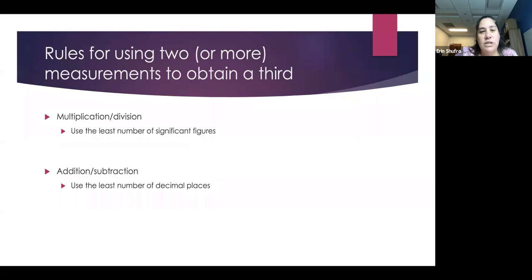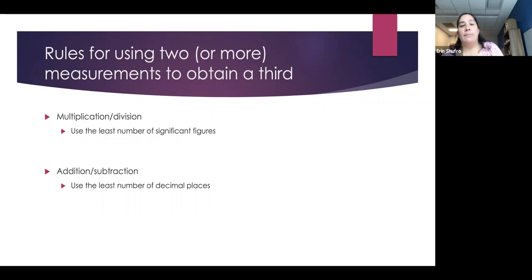The first common thing you might do is multiply or divide. In fact, multiplication and division is the most common mathematical thing you're going to do in chemistry all semester. It's probably 95% of the math you're going to do in chemistry. Then there's also addition and subtraction.